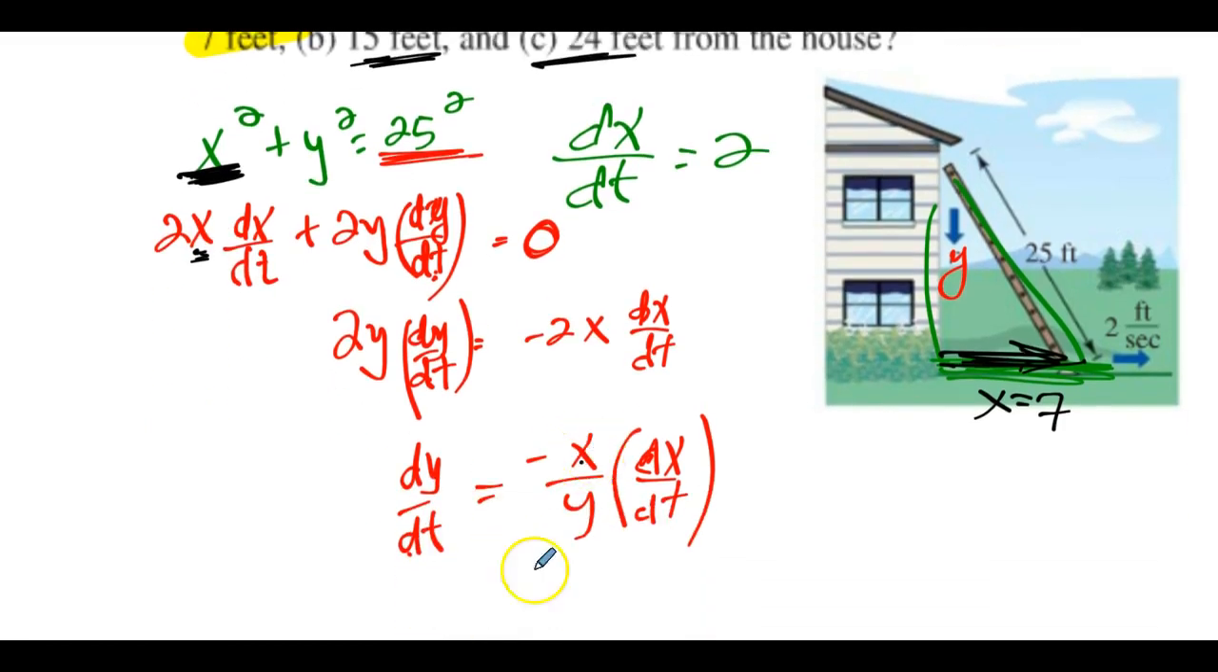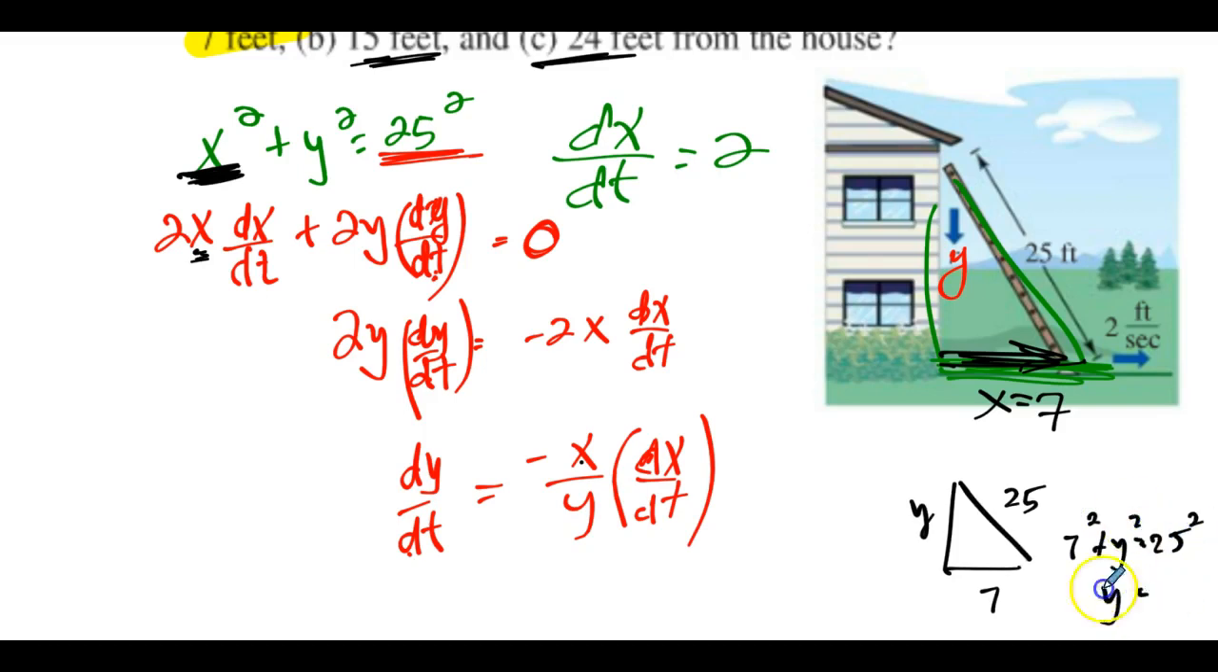So now I can plug in this. Oh, and by the way, if that truly is a 7, this is a 7, this is a 25, then we can solve for y by doing what? 7 squared plus y squared is equal to 25 squared. And you can actually get a y value, which you're going to need. You're going to need both x and a y. And you need that dx/dt, which is given.